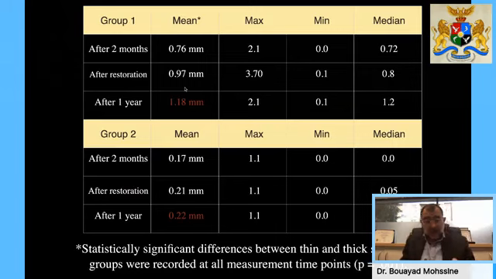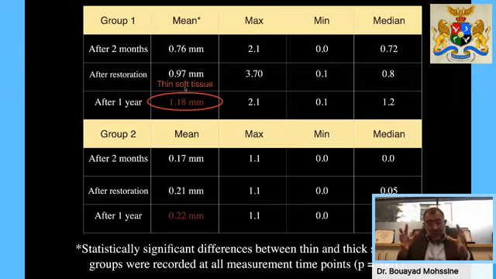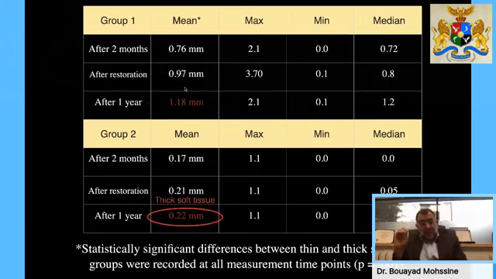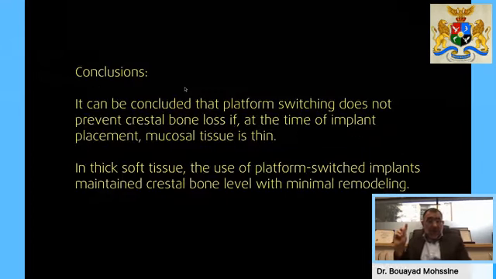You can see in the first study, when we place the implant in thin soft tissue, we can have more than 1.80 millimeters of bone loss against 0.22 millimeters of bone loss in thick soft tissue. It can be concluded that platform switching does not prevent crestal bone loss if at the time of implant placement the mucosal tissue is thin. In thick soft tissue, the use of a platform switching implant maintained crestal bone level with minimal remodeling.